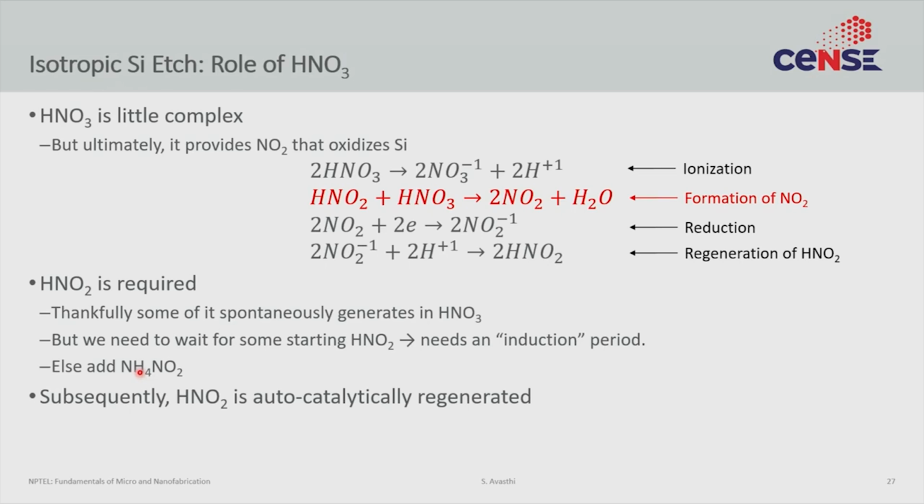So, well, that tackles the first part of the equation. Where is the NO2 coming from? Well, NO2 is coming from the spontaneous reaction between HNO3 and HNO2. Where is HNO2 coming from? HNO2 spontaneously generates from HNO3 even if there is no HNO2 in the system to start with. The simple fact that you are doing an active reaction in the system will ultimately lead to some HNO2 getting generated, and then that will facilitate its own reaction. It will auto-catalyze itself.